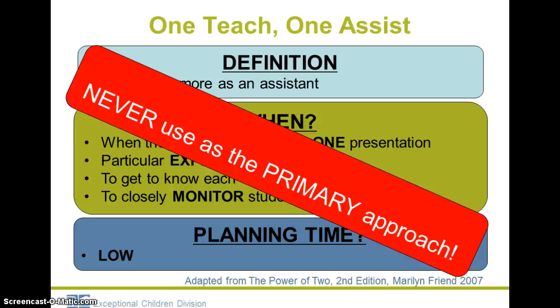So the one teach, one assist approach does have some advantages when used in moderation, such as you are providing certain students with immediate assistance and you're able to give immediate feedback to students. However, some disadvantages are that sometimes we over assist our students when they have continuous access to a teacher, and also it just looks like a teacher and an instructional assistant, and you're not getting the full benefit of having two certified teachers teaching side by side in the classroom.